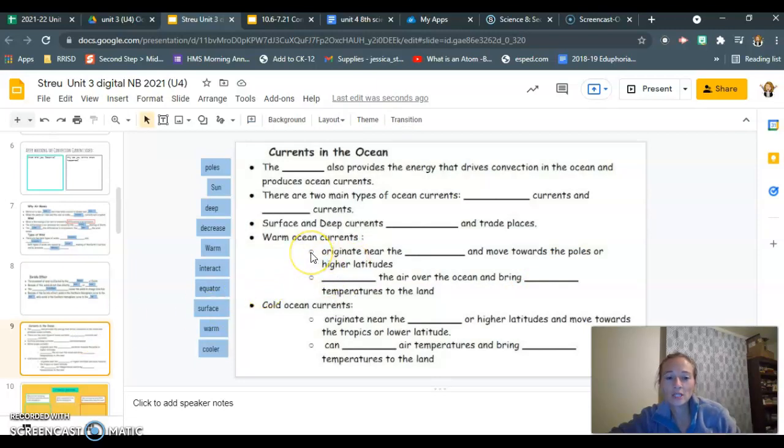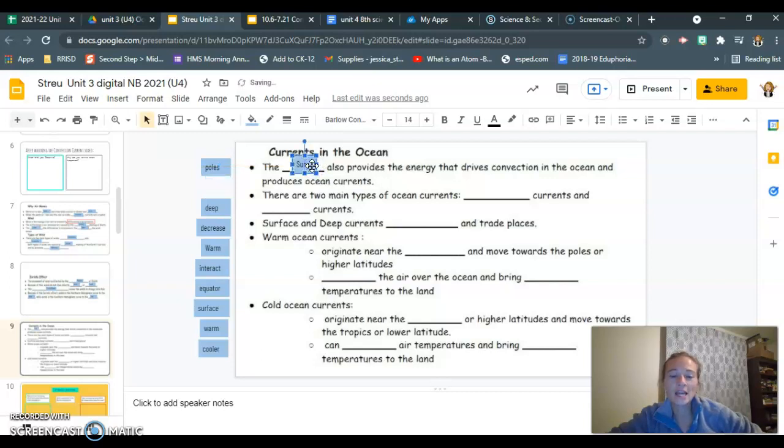Slide 9, currents in the ocean. So first we talked about the air, movement of air. Now we're talking about water, movement of water in the ocean. Okay, so I think you remember this, but the sun also provides the energy that drives convection in the ocean and produces ocean currents. There are two main types of ocean currents: surface currents and deep currents. Surface and deep currents interact and trade places.